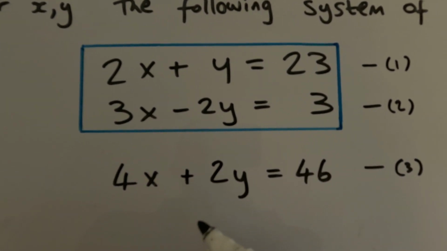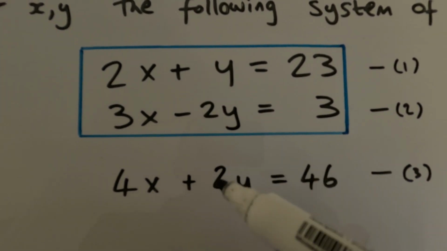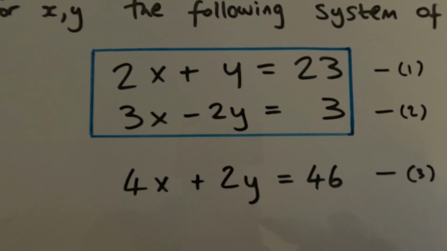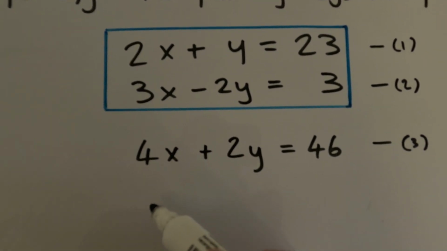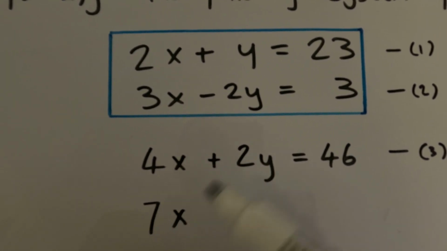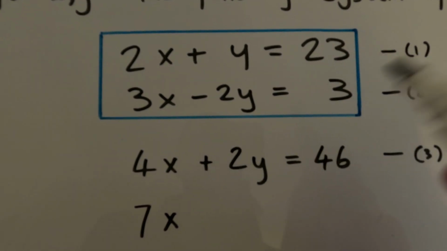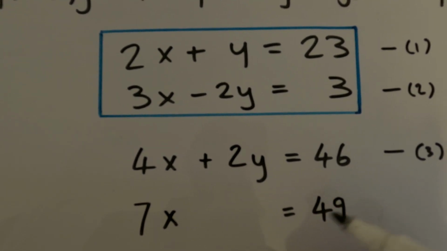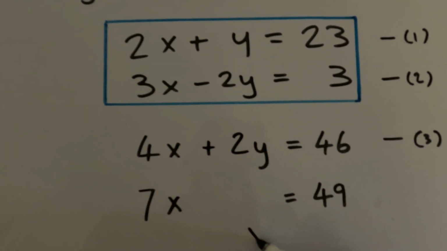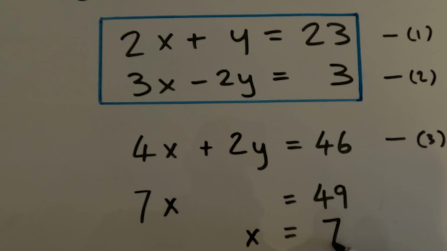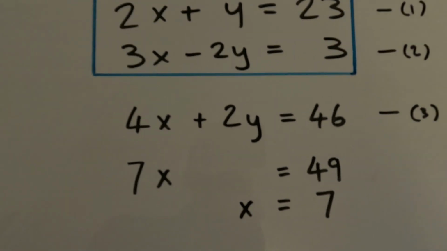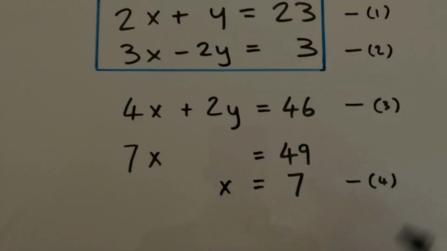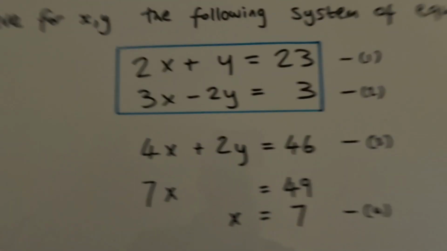Now what we can do is add, because we've got a 2 before the y here on equation 2 and equation 3, we can add them together. So let's do that. 7x, minus 2y plus 2y is 0, so that's y eliminated, and that equals 49. And there you go. So we have x already. x is just 7. Okay, so we can call that 4. Still an equation, so I'll just give it a name for convenience.